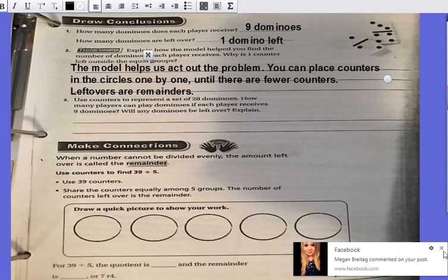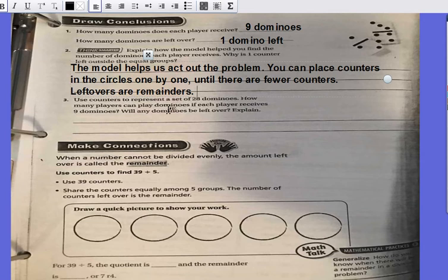Use counters to represent a set of 28 dominoes. How many players can play the dominoes if each player receives 9 dominoes? Will any dominoes be left over? Explain. So we found that using counters, how many players can play? 3 players. Then the next one is, if each player receives 9, will any dominoes be left over?